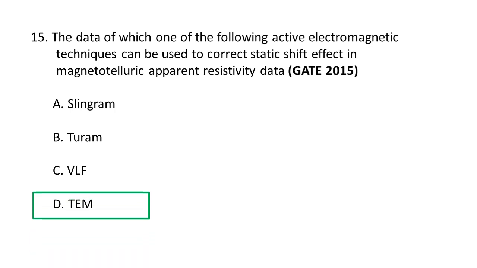The correct option is TEM. So data from the transient electromagnetic technique, TEM, can be used to correct static shift effects in the magnetotelluric, also known as MT, apparent resistivity data.